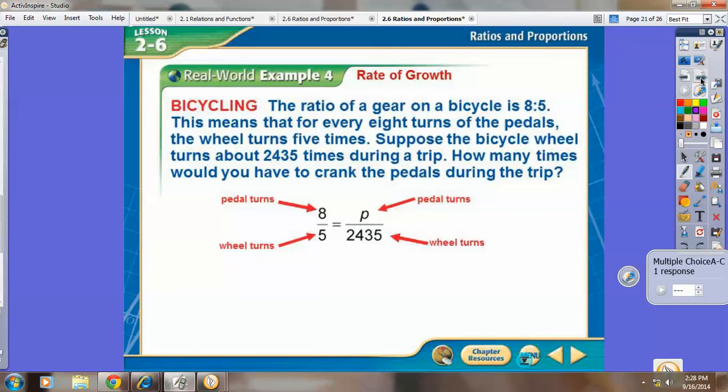We are trying to figure out what? What do we not know in this case? How many pedal turns are there for 2,435 wheel turns? So they're saying, what if the wheel turns 2,435 times? How many times would you have to crank the pedals? Okay. So we're just going to set up another ratio. So say equals, if you haven't already done so, equals. We have 8 over 5 equals.